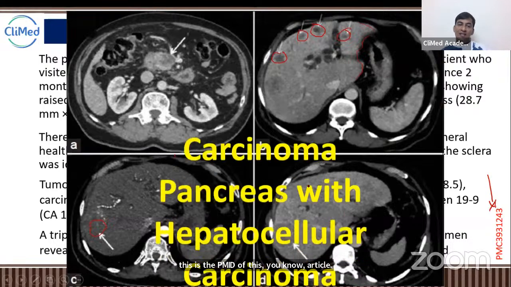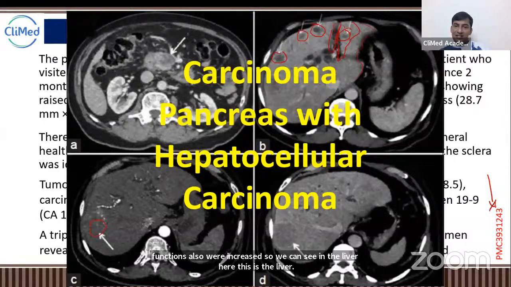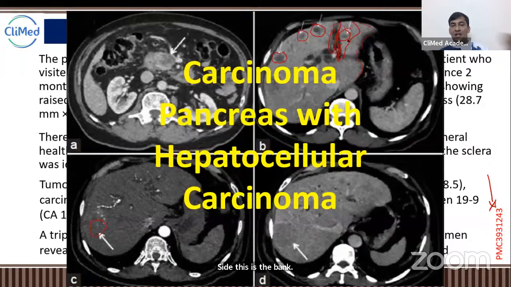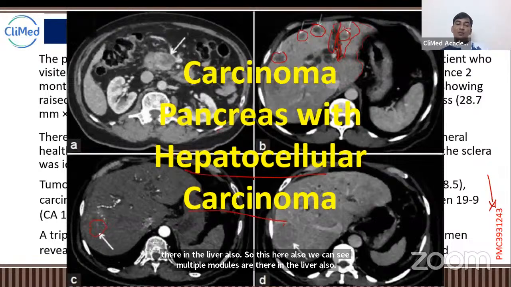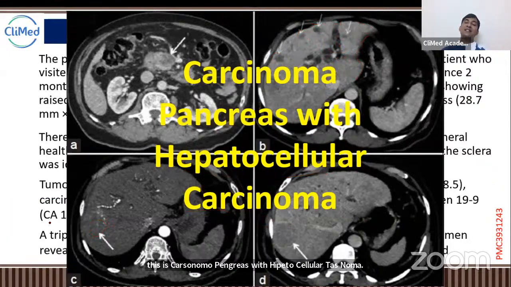This is carcinoma pancreas with hepatocellular carcinoma. Why are we saying hepatocellular carcinoma? Because in this case the liver functions were also increased. So we can see in the liver here. This is the liver side, and this is the pancreatic side. When it is attaching, this is the opening of the pancreas. Here we can also see multiple nodules in the liver. So this is carcinoma pancreas with hepatocellular carcinoma, the liver carcinoma also. This is case 3, guys.